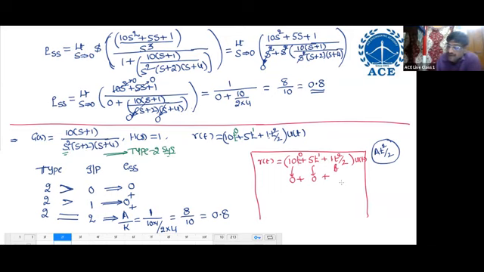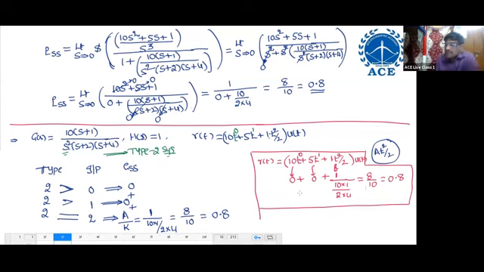K is called the numerator constant, 10 into 1, divided by the denominator constant, 2 into 4. Then solve this, you will get the answer. What is the answer? 0 plus this value. So 8 by 10, that means 0.8. So 0 plus 0.8 equals 0.8 only. So this is the answer. Like this, we can get the steady state errors directly.